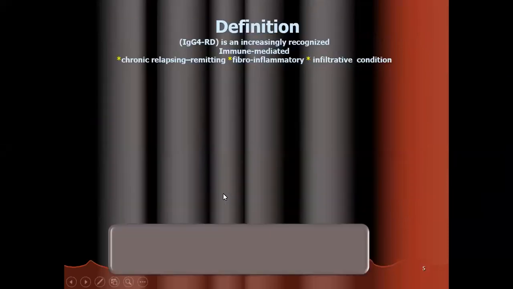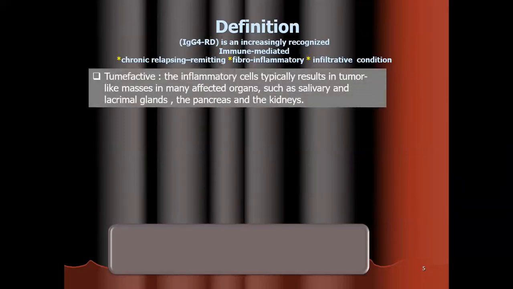So, by definition, IgG4-related disease is an increasingly recognized immune-mediated, chronic, relapsing, remitting, fibroinflammatory, infiltrative condition. This infiltration has certain criteria. First of all, tumefactive in nature. The inflammatory cells typically result in tumor-like masses. It is not that diffuse.